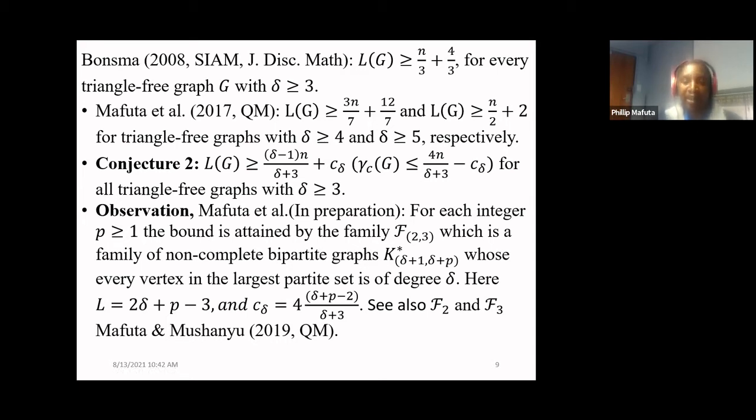So we have realized that the bound in this conjecture is sharp in a way, as shown by this class of graphs. One good observation is that if you take p equal to 1, for delta equal to 3, 4, and 5, you get this constant for delta equal to 3, this constant for delta equal to 4, and a constant 2 for delta equal to 5. So it corresponds with the already proved results.